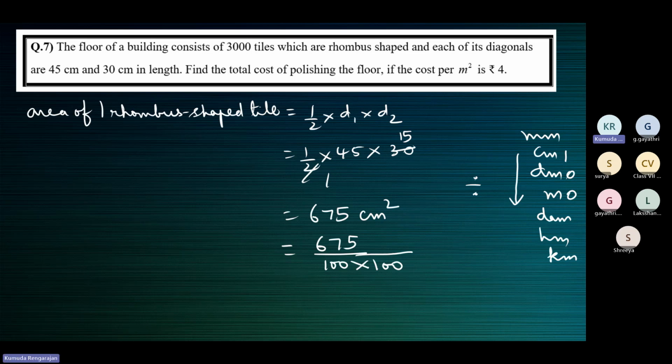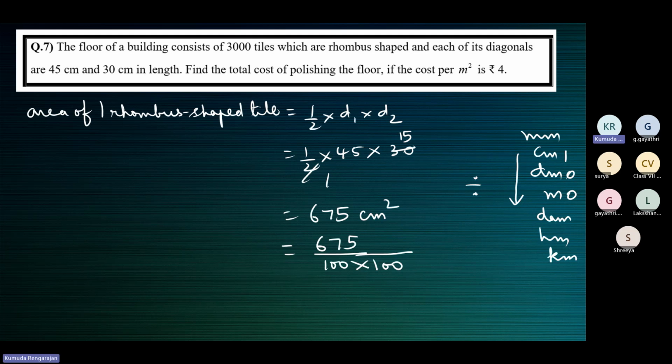Centimeter cube to meter cube, 3 times. You must write divided by 100 into 100 into 100. In the denominator, you write 100 if you are converting centimeter to meter. In the denominator, you must write 100s 2 times if you are converting centimeter square to meter square. In the denominator, you must write 100 into 100 into 100 if you are converting centimeter cube to meter cube.